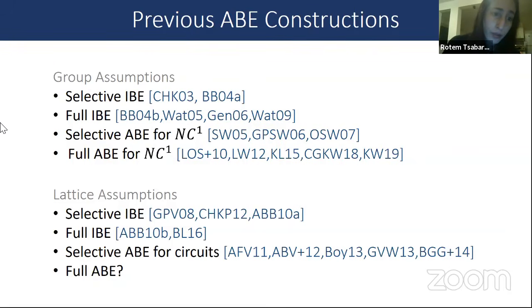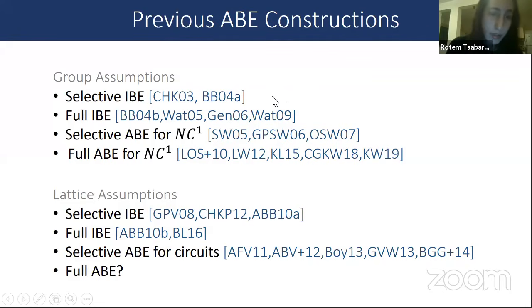So prior to this work, the existing constructions of ABE mainly rely on two types of computationally hard problems. The first type is computationally hard problems over bilinear groups, and the second type is computationally hard problems over lattices, and more specifically LWE. And in both of those lines of work, the way that things evolved is kind of similar. So first, there were constructions with selective security for IBE.